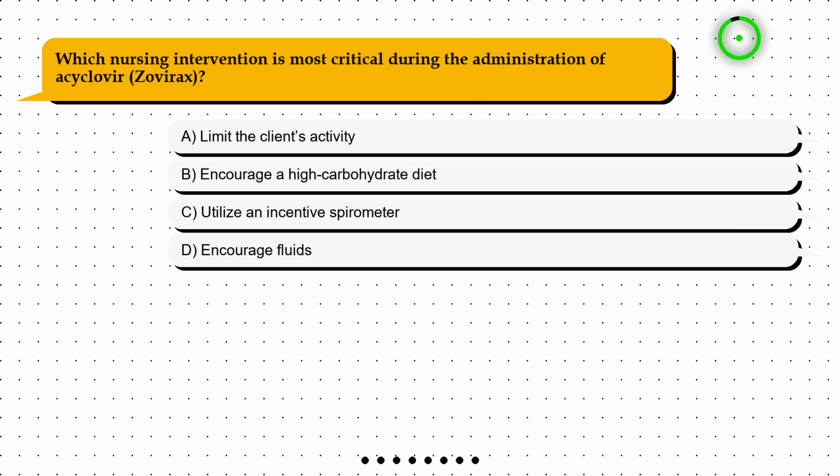Question 3. Which nursing intervention is most critical during the administration of acyclovir, Zovirax? Option A, limit the client's activity. Option B, encourage a high carbohydrate diet. Option C, utilize an incentive spirometer. Option D, encourage fluids.